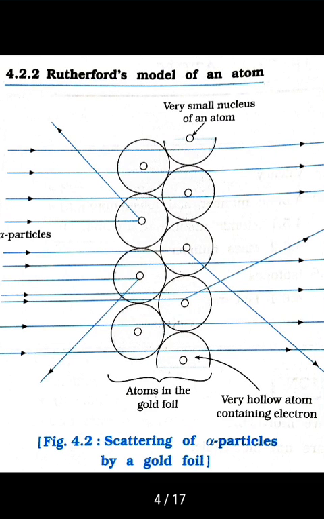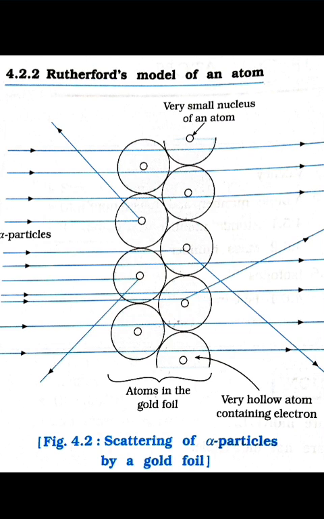Now we can see what were the observations of Rutherford after conducting this gold foil experiment. The first observation was this: most of the fast moving alpha particles passed straight through the gold foil. From the figure you can see most of the radiation moved straight through the gold foil.